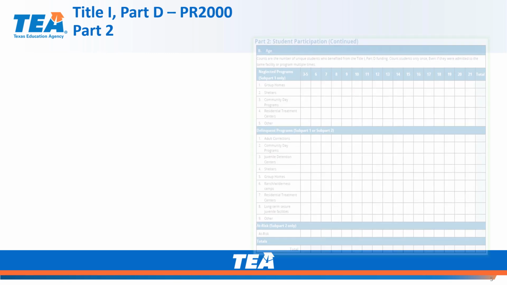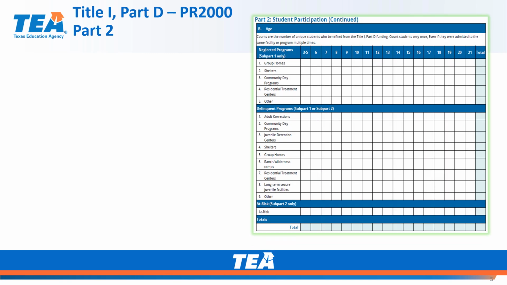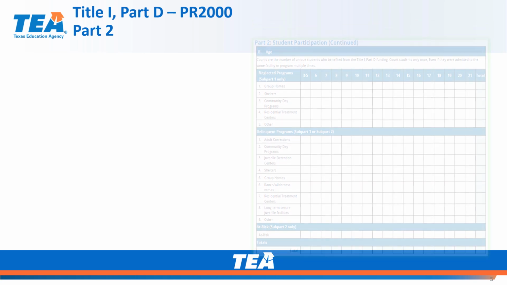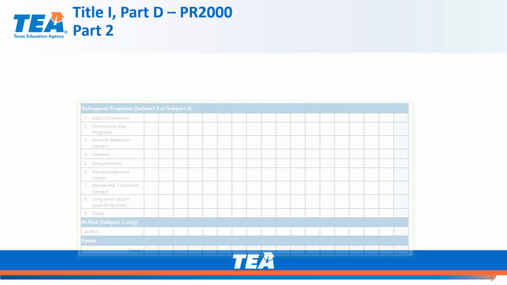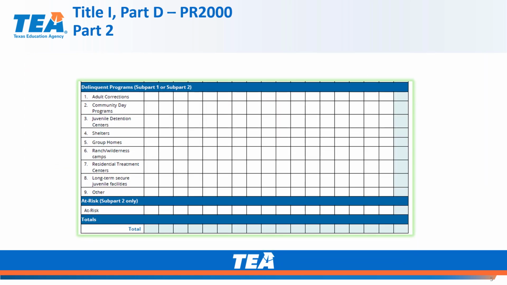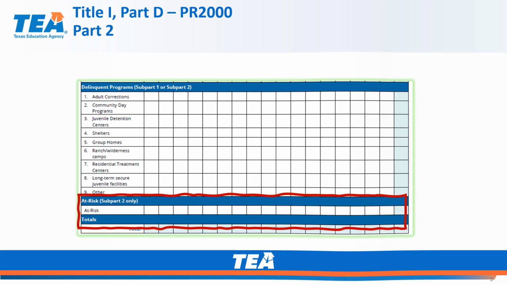In Part 2, Section B, both the state agencies and the LEAs will list the number of students by age. Similarly to before, state agencies will need to respond to the neglected section. LEAs and state agencies will need to fill out the delinquent section. LEAs will only need to fill out the at-risk section.